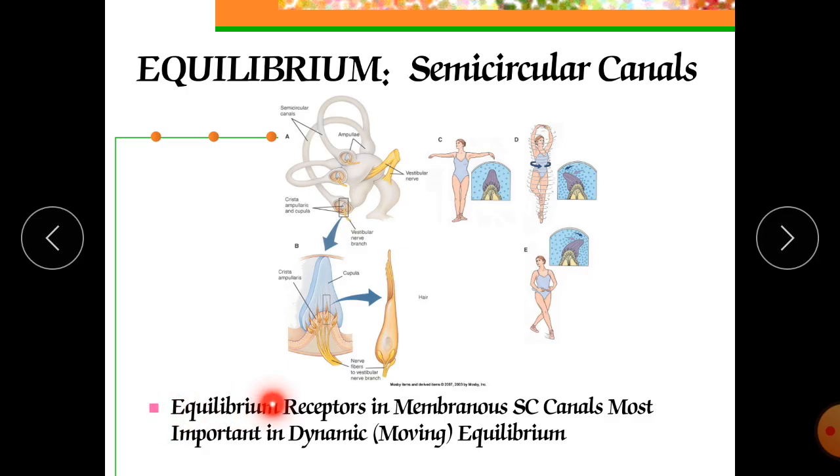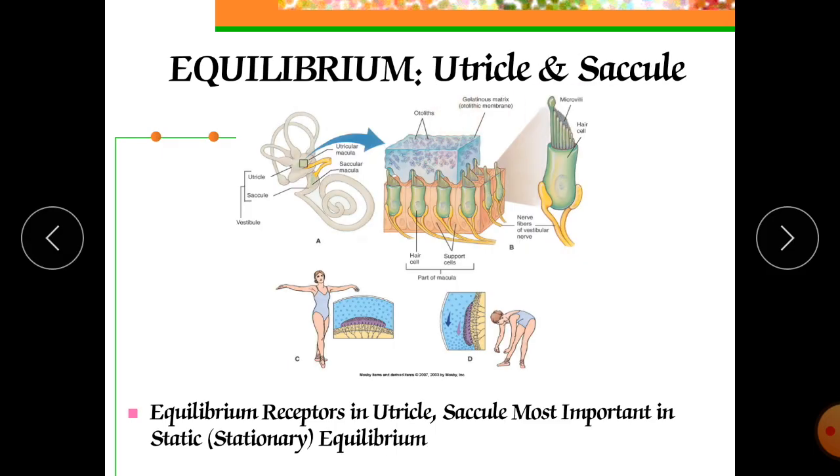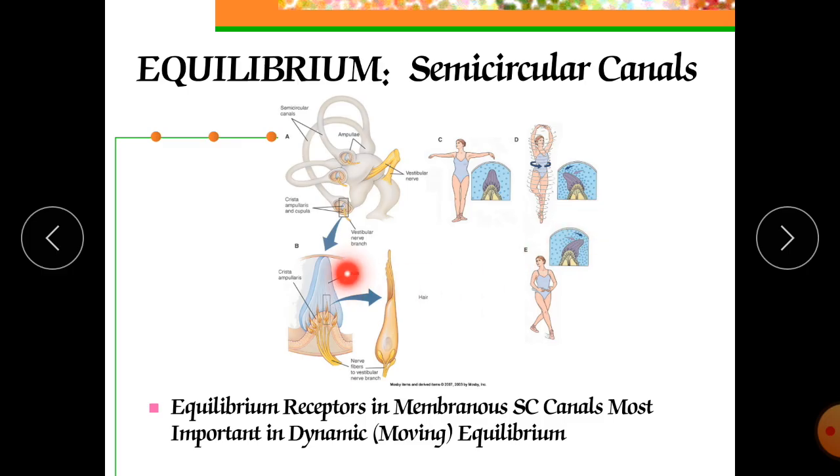Equilibrium receptors in the membranous SC channels, SC meaning semicircular canals. There are 3 canals: 1, 2, 3. One is vertical, this one is lateral, and this one is the middle. So 3 types of semicircular canals are there. These canals are most important in dynamic equilibrium. Whatever balance we are maintaining, they have a great role in our equilibrium. One is the semicircular canals and the other is the utricles and saccules. These are the 2 parts responsible for the maintenance of our balance and equilibrium.